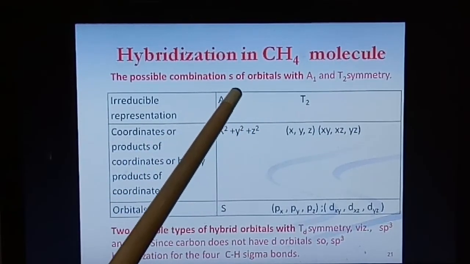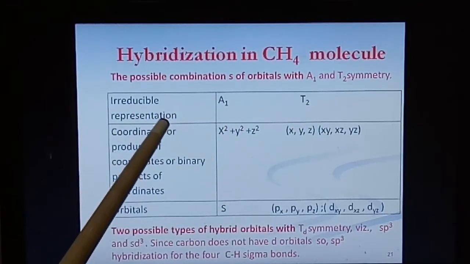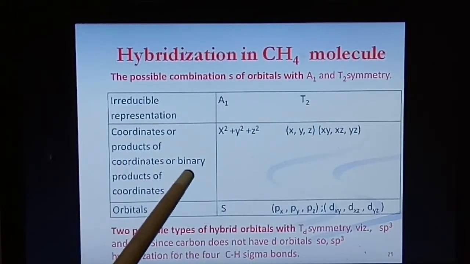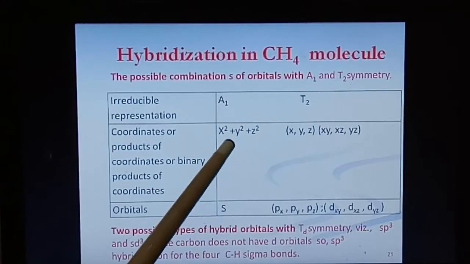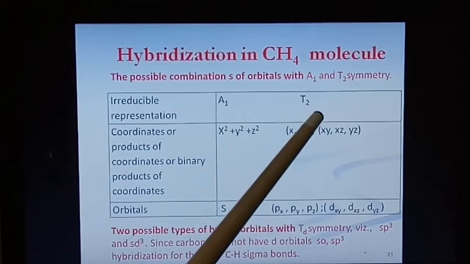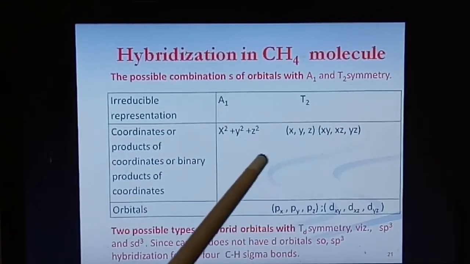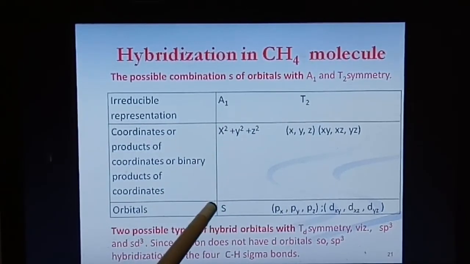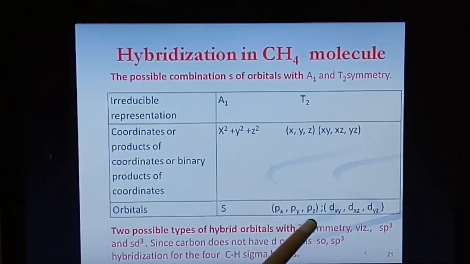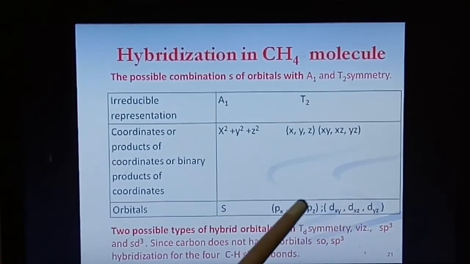So these are the irreducible representations, that is A1, T2. The coordinates or binary products of coordinates are x² plus y² plus z² in the A1 symmetry, and in T2 symmetry, x, y, z and xy, xz, yz. So the A1 symmetry gives the s orbital, this x, y, z will give you px, py and pz, and these are dxy, dyz and dzx.